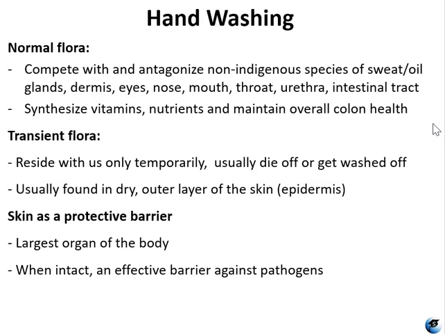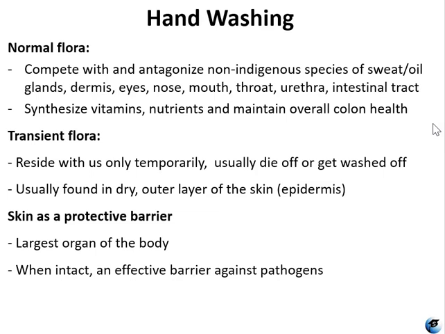For example, Staphylococcus aureus is normal flora of the upper respiratory tract. But if staph gets into a skin laceration and then it gets into your bloodstream, all of a sudden you will then have a staph infection. Normal flora compete with and antagonize non-indigenous species of your sweat and oil glands, the dermis, also your eyes, nose, mouth, throat, urethra, and intestinal tract.